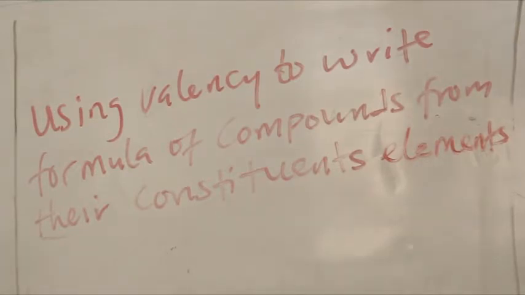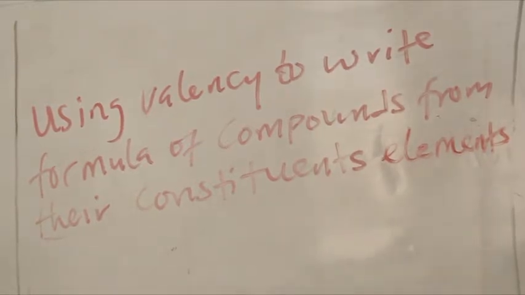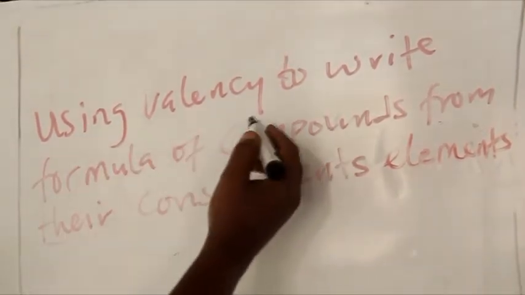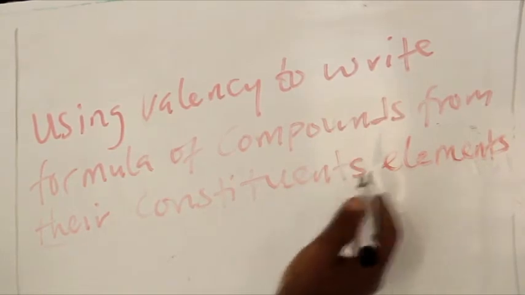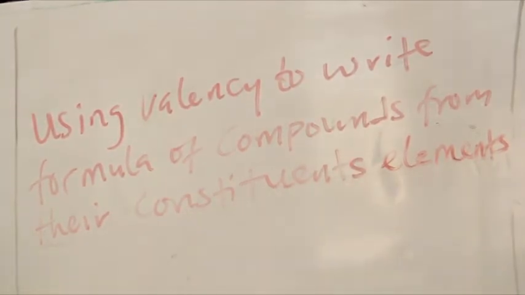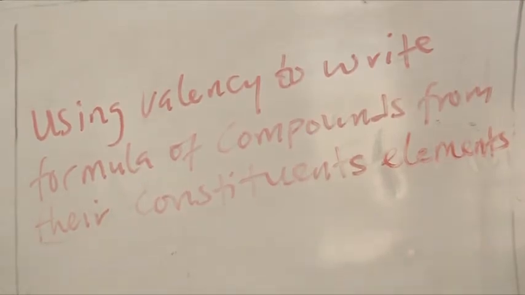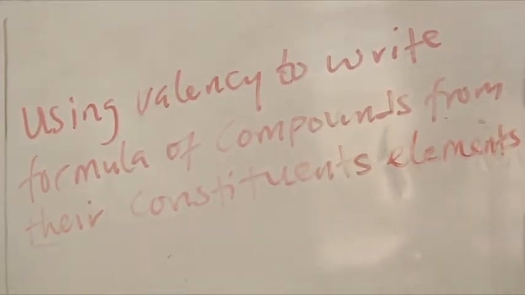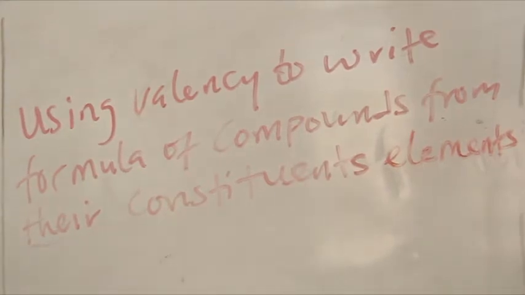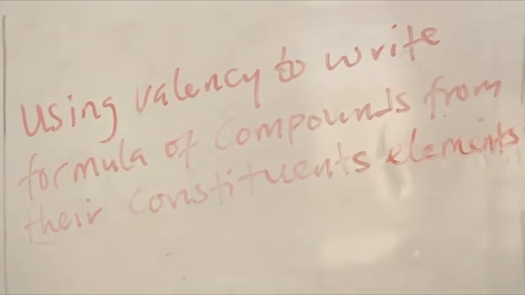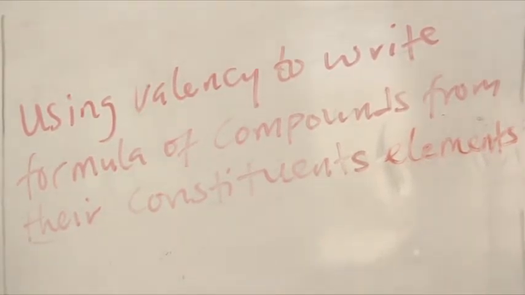I am Benjamin. In this video we will learn how to use valency to write formulas of compounds from their constituent elements. Before we go on to showing these examples, we have to define what a compound is. A compound is a substance which contains two or more elements chemically combined together.